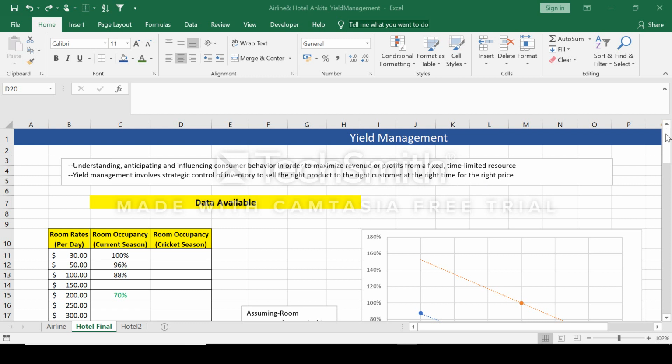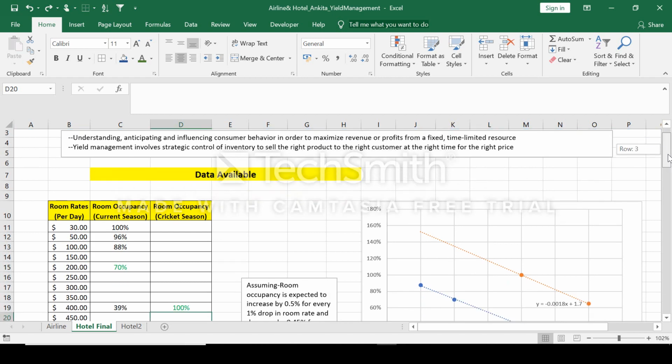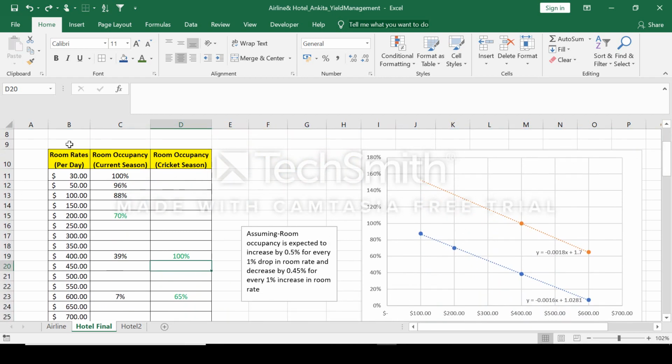I have already solved it, so let's get started with it. Here is the data for a hotel, with the room rates and the room occupancy during a peak season, say the cricket season, when cricket is held in the city where the hotel is located and the rooms are in demand. The green data points are the only data we have, and the rest are calculated. Let me tell you how.